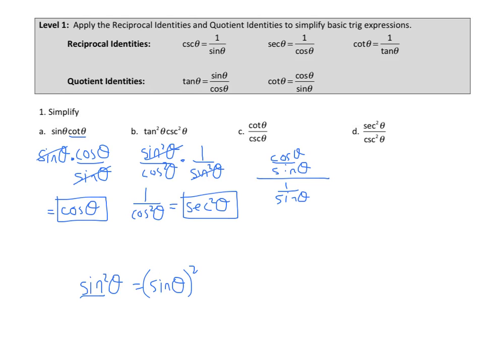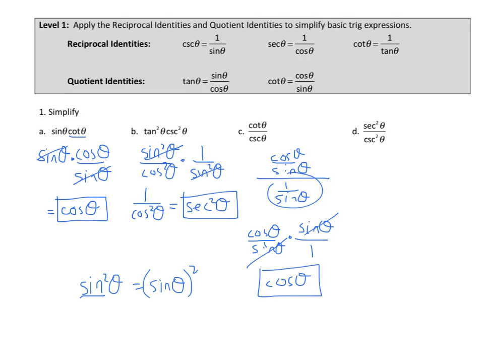Now using my fraction rules, when we divide fractions, we multiply by the reciprocal of the second fraction. So this is really cosine theta over sine theta times the reciprocal of the one we're dividing by. So we end up with sine theta over 1. The sine thetas cancel, and we just end up with cosine theta for our simplified expression.